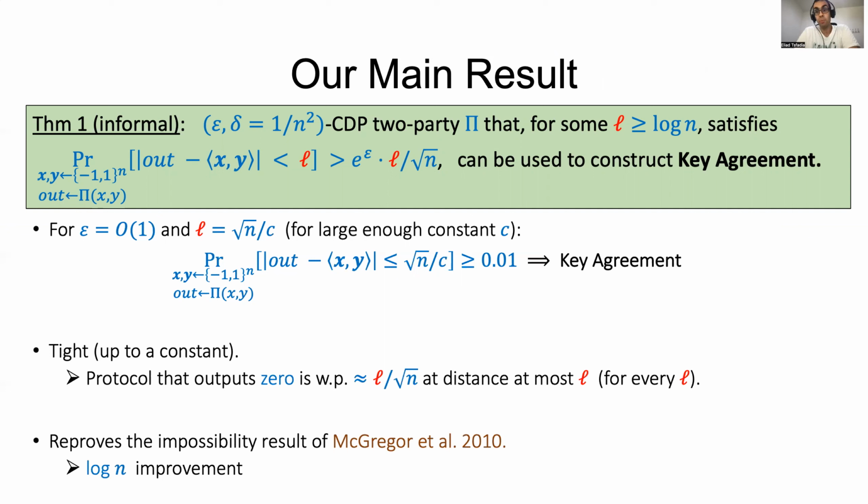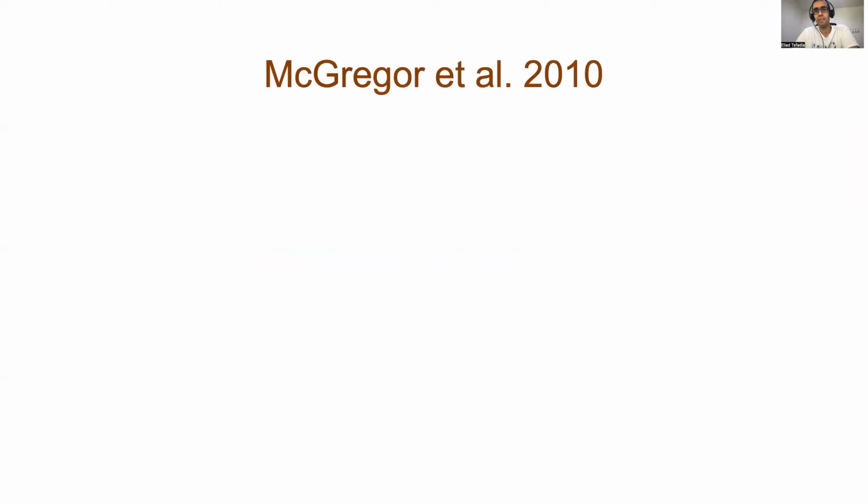Moreover, Theorem 1 also reproves the impossibility result of McGregor et al. in the information theoretic case, and it even has a log N improvement in the additive error. In order to see it, assume there is an information theoretic DP protocol with non-trivial accuracy, then Theorem 1 implies that it can be used to construct information theoretic key agreement. Since the latter does not exist, we conclude that such a DP protocol does not exist either. Before introducing the reduction, we first sketch the proof steps of McGregor et al., and then explain why their arguments in the information theoretic case do not follow for the computational case as well.